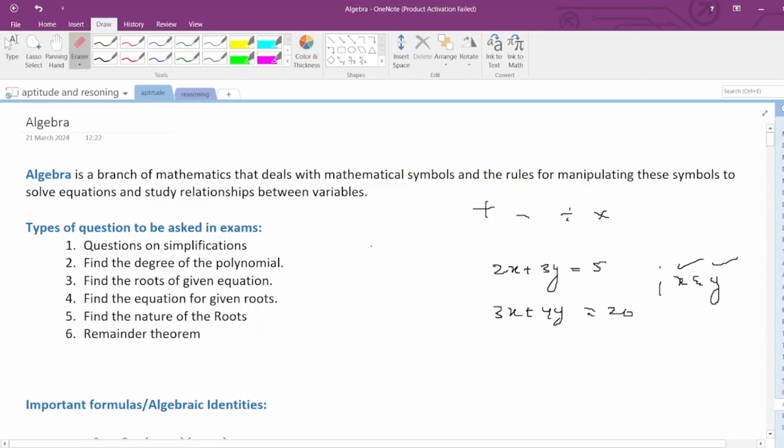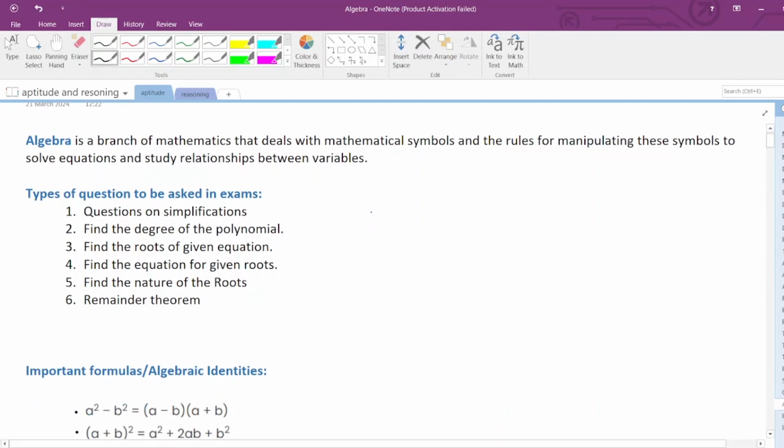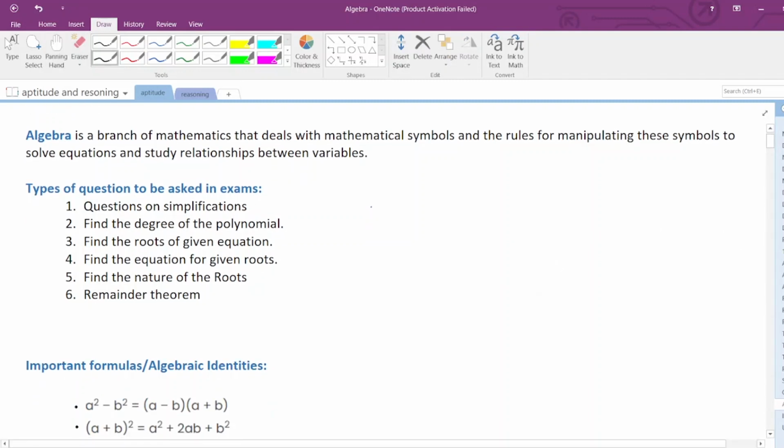Now, what kinds of questions can they ask actually? I'm just displaying a few six points here. Please read. The first one is questions on simplification. They can give an equation with lots of symbols, including positive, negative, addition, subtraction, multiplication and division. We need to solve those equations and find the values of the variables. I will explain later how the questions will look.